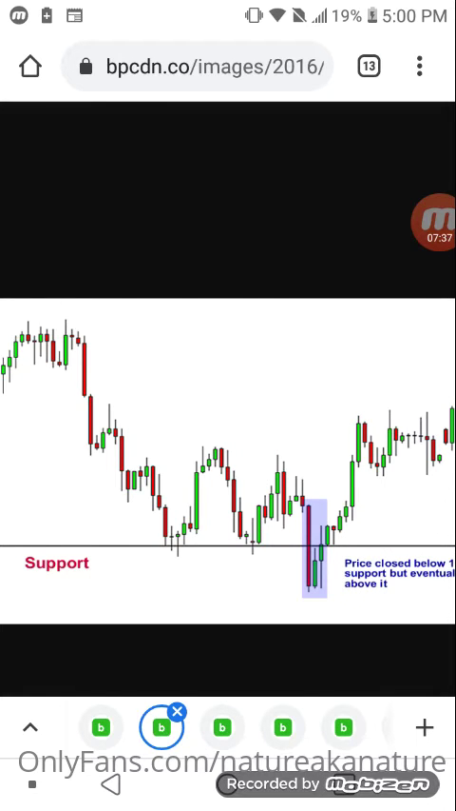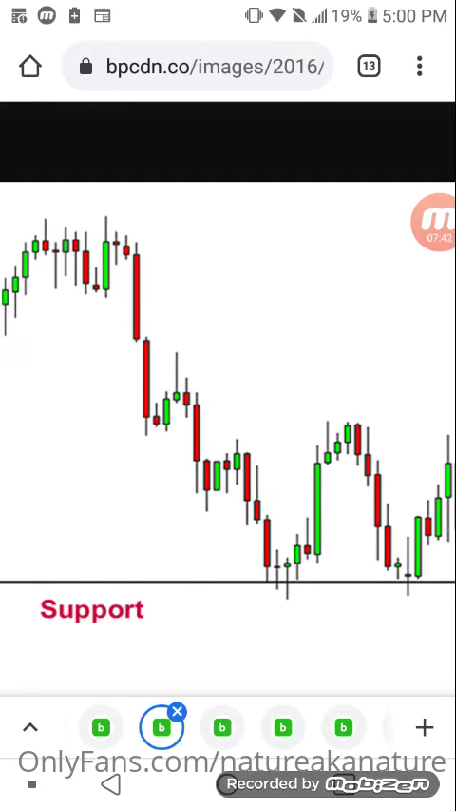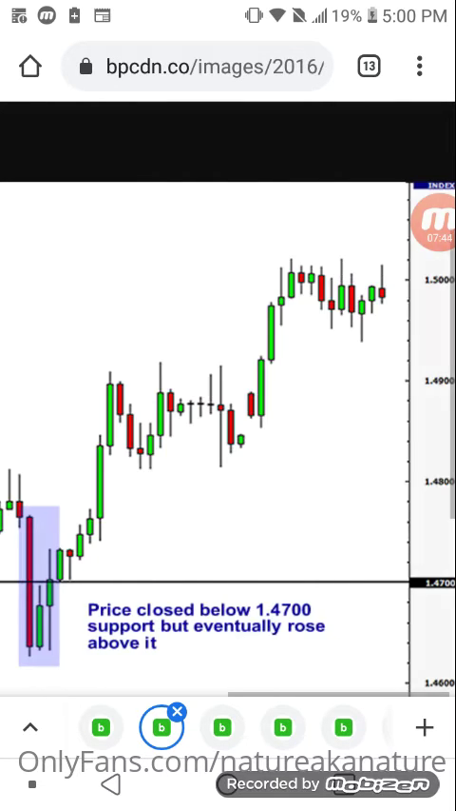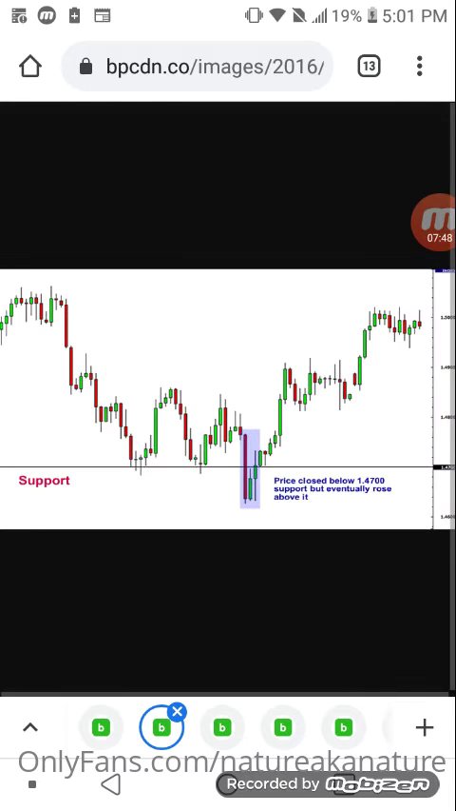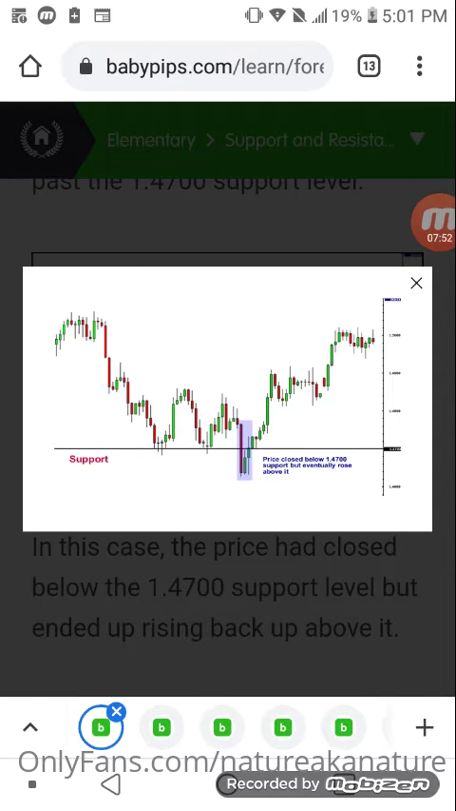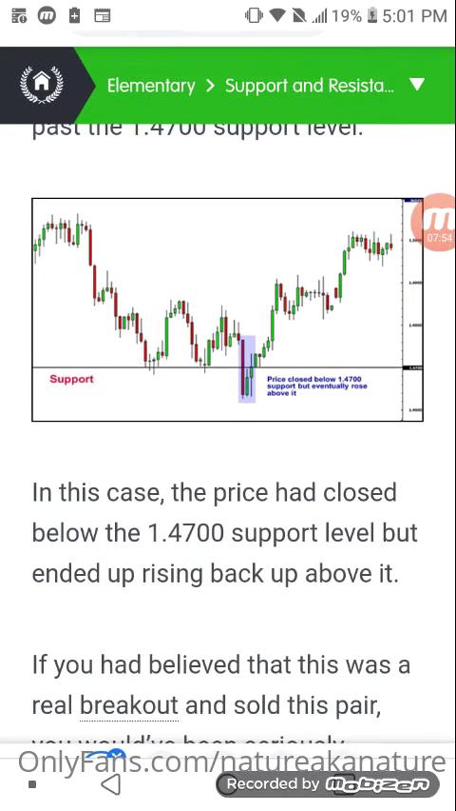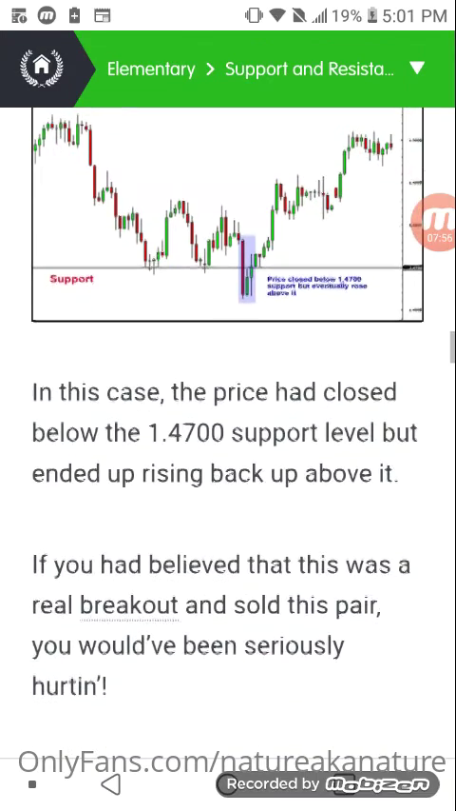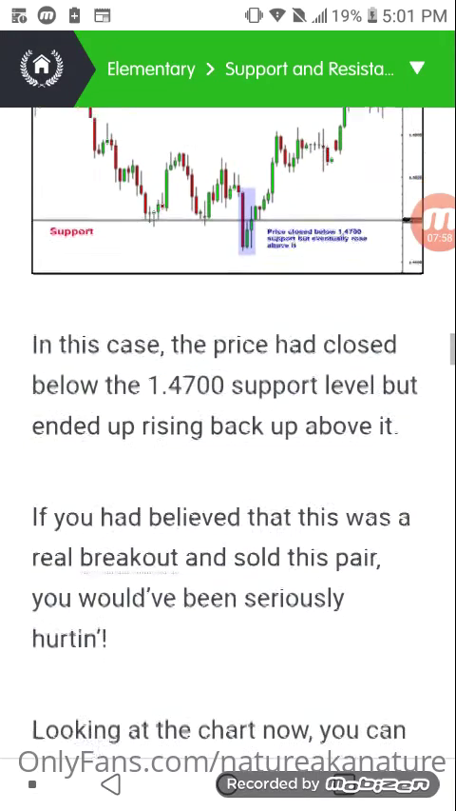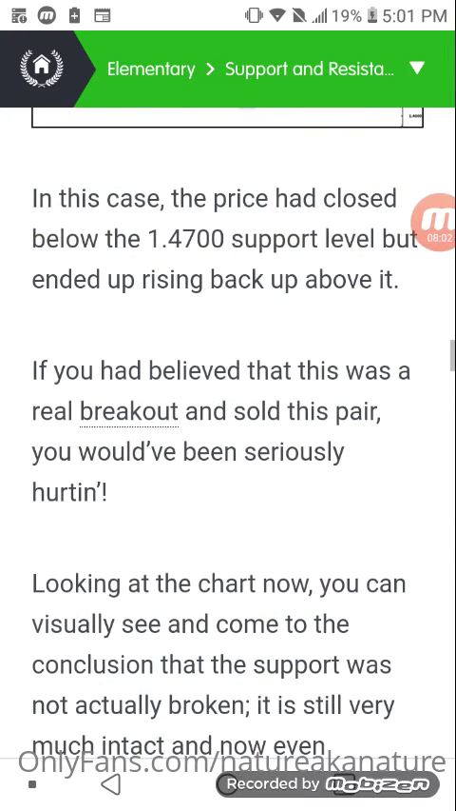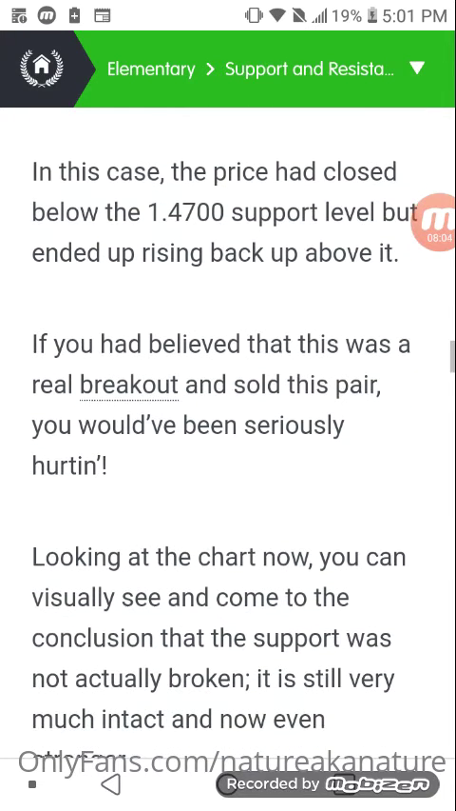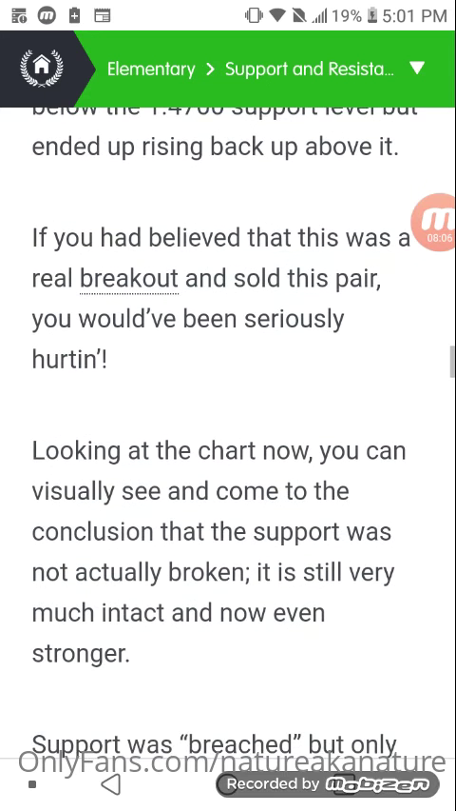As you can see, that was the recent resistance too. All the way to the left right here, 1.500 was the recent resistance. So it went all the way back up to where it was. As you can see, the price will do that. In this case, the price has closed below the 1.470 support level, but ended up rising back above it. If you had believed that this was a real breakout and sold this pair, you would have been seriously hurt.